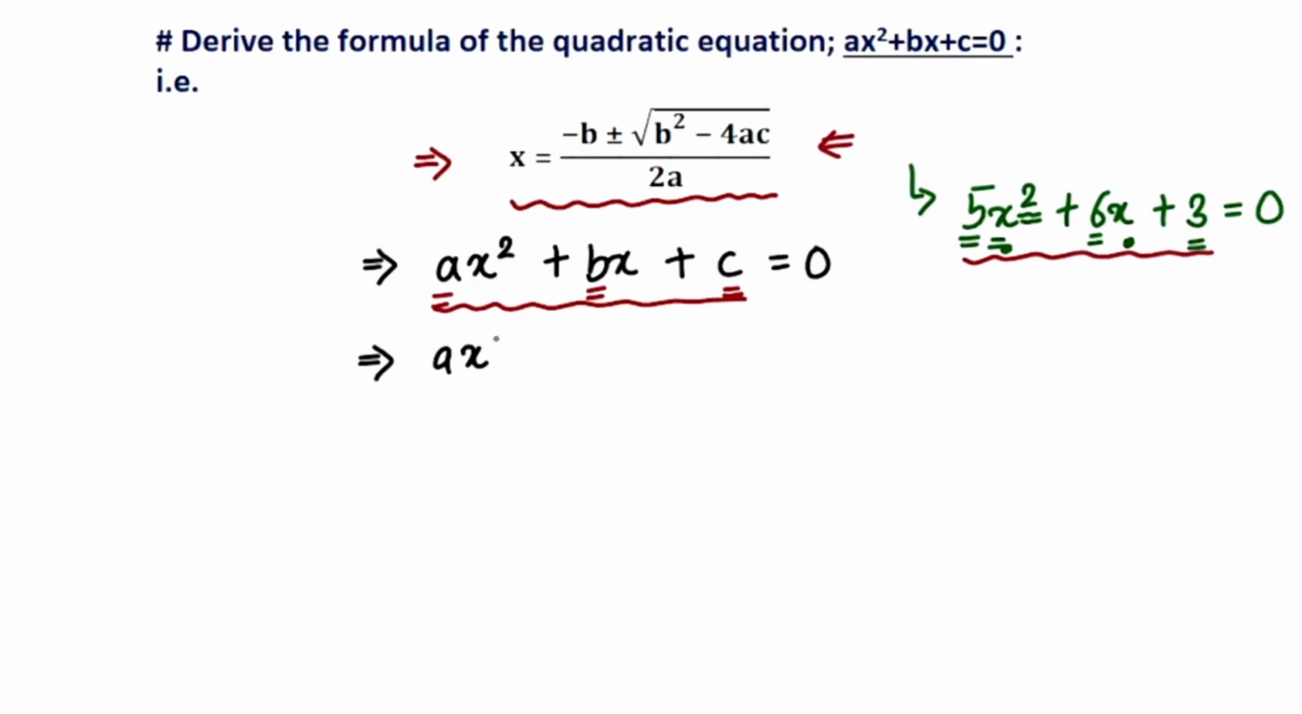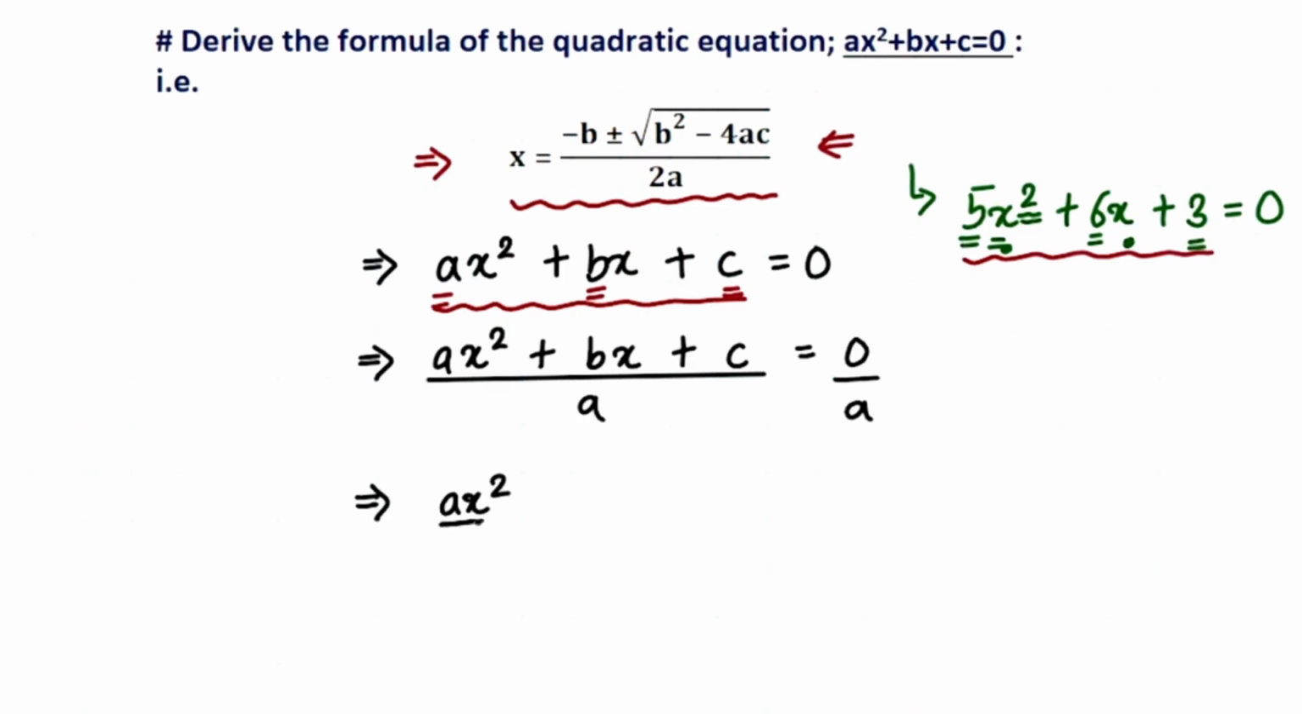So we have our ax squared plus bx plus c equals to 0. What I'm going to do is divide both sides of this equation by a. So dividing both sides by a, we get ax squared by a plus bx by a plus c by a equals to 0, because 0 by a is 0. What I did over here is I just split this fraction. I just distributed that denominator a to all the numerators.